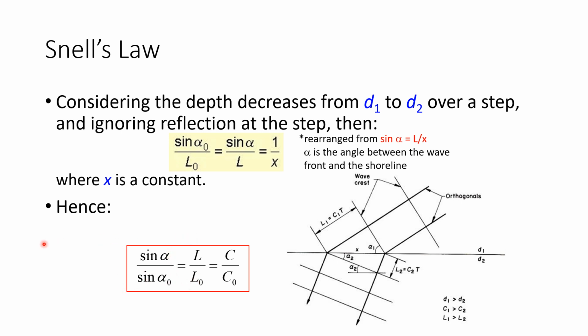So this equation tells us that if a wave propagates from deep water to shallow water so that the angle alpha naught changes to alpha, then the wavelength L naught will change to L and the wave celerity C naught will change to C.